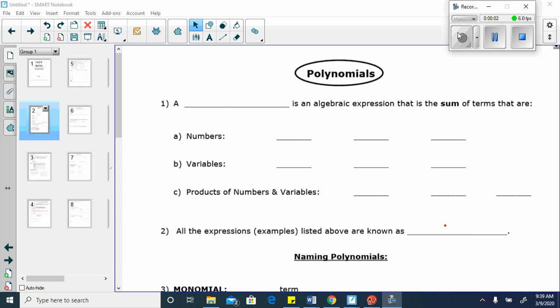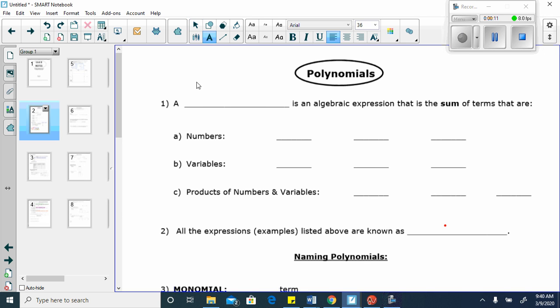A polynomial is an algebraic expression that is the sum of terms that are numbers, variables, and the products of those numbers and variables. Okay, so that's the first thing here. We're talking about polynomials. What does poly mean? Anybody know? More than one. Good, it's many. It stands for many. And then we're going to be talking about numbers and variables.